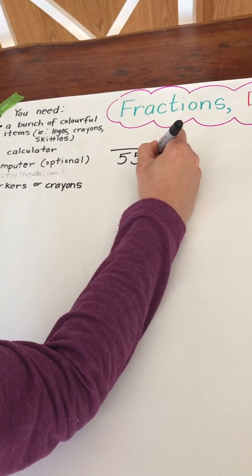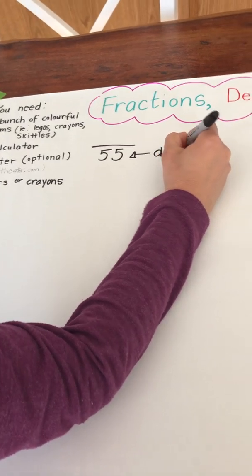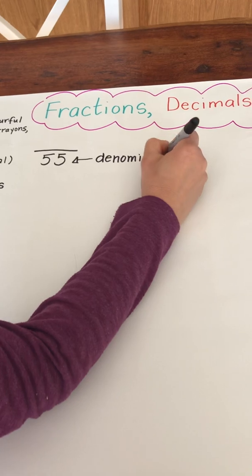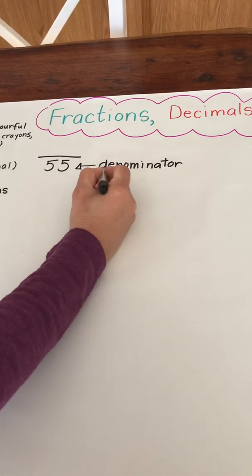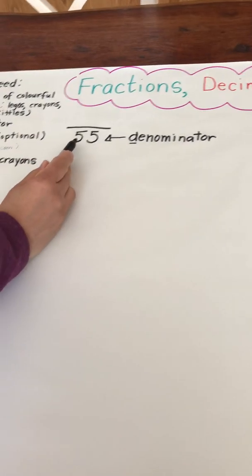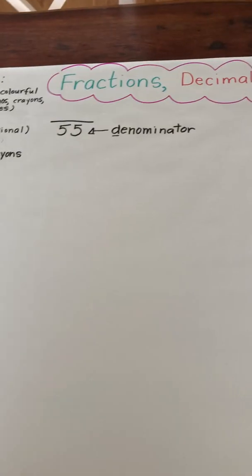So this number right here is going to be the denominator. Now, remember when we talked about denominator and we said that D is for down? Denominator is on the bottom of the fraction, and it indicates the total number in the set of items.